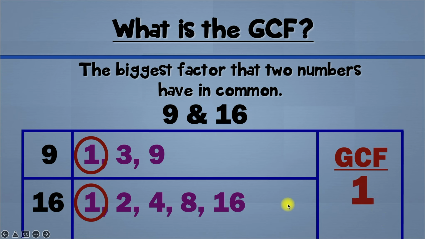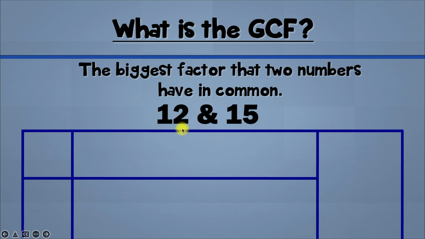Here's our next example. How about 12 and 15? Let's put 12 over here, and let's put 15 over here. Now we'll write all of our factors, or numbers that can divide, 12 in this row, and all of our factors, or numbers that can divide, 15 in this row. Then we'll see which ones they have in common, or that they both have.